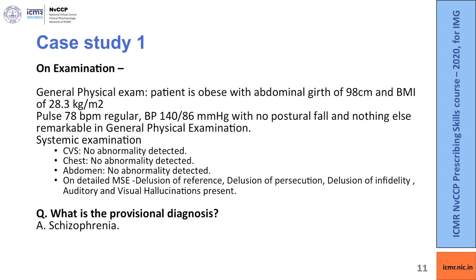On doing the systemic examination, on CNS examination, you found that she has delusions of reference, delusions of persecution, delusions of infidelity and also has auditory and visual hallucinations. So, what is the provisional diagnosis? This patient probably has schizophrenia.